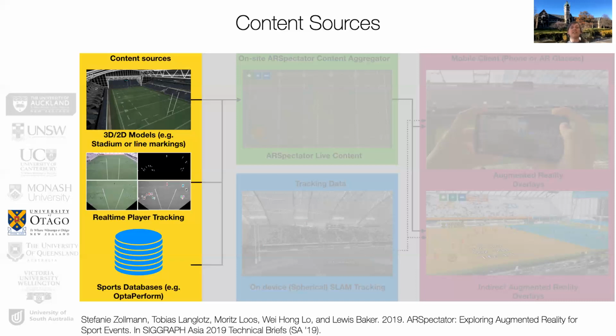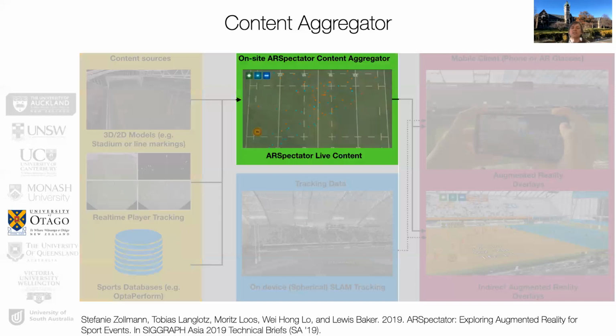One of the main challenges is how we can bring all of this together into one coordinate system, because this is what we need for augmented reality. We somehow need to align this to the user's view. The first step for doing this is bringing all these different sources, which are all in different coordinate systems, into one system, so that you have a coherent representation. For this, we have what we call the on-site AR spectator content aggregator, but you can just see it as a server application that allows content creation, and the mobile phones or head-worn displays can then connect to this content creation tool and access information that is important for those users.